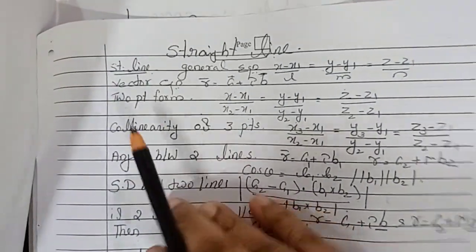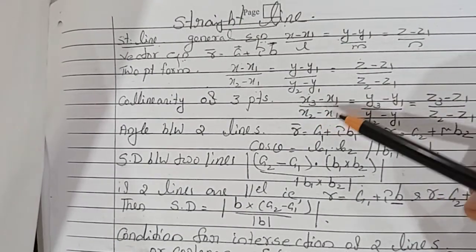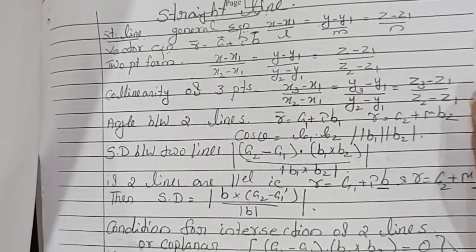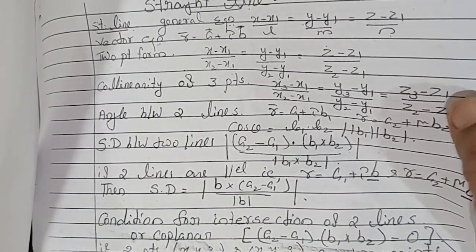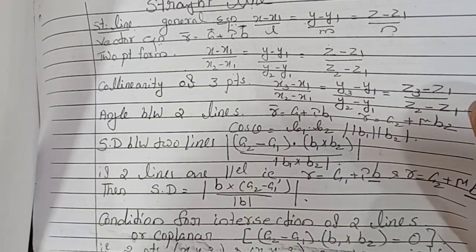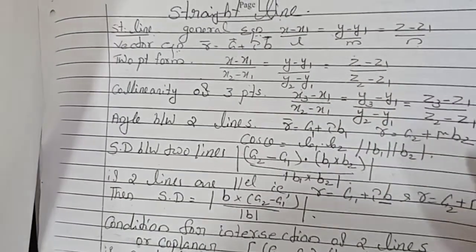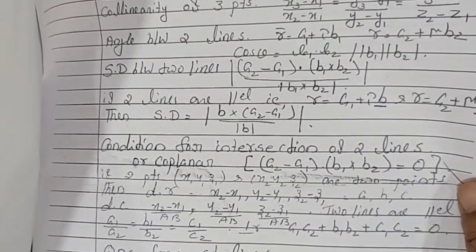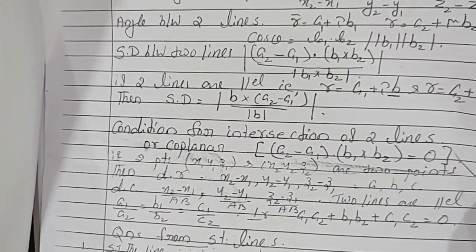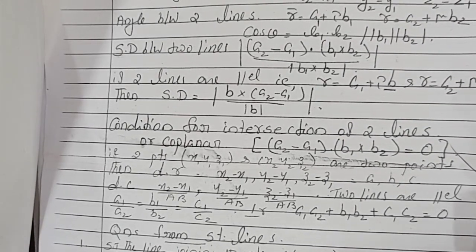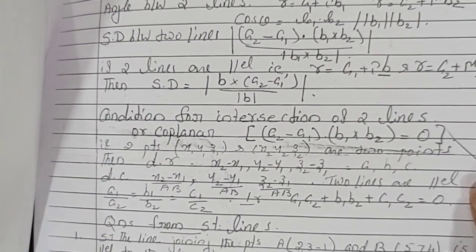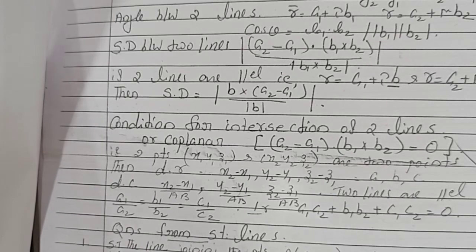Then collinearity of 3 points. If 3 points are given, how can you prove that they are collinear? The method is, copy the formula: (x3 minus x1)/(x2 minus x1) equal to (y3 minus y1)/(y2 minus y1) equal to (z3 minus z1)/(z2 minus z1). Yes, you can copy those who have. You can see that, isn't it? From the board, you can copy the notes. I will explain this in the next class.